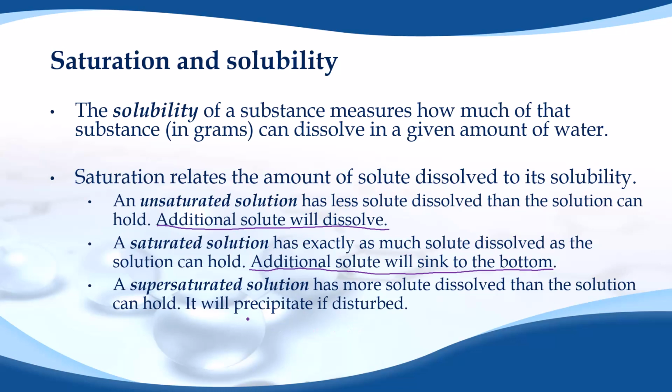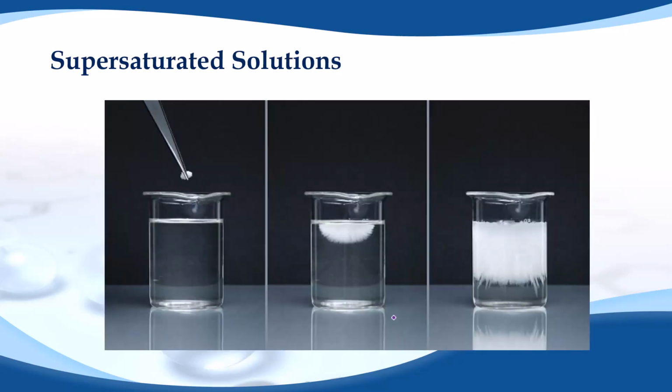And then we have what's called a supersaturated solution. In a supersaturated solution, you have more solute dissolved than what the solution is supposed to hold. Now, if you disturb a supersaturated solution in any way, it will precipitate. Precipitate means that it will crystallize, it will form a solid. So what I have coming up on the next slide is an example of a supersaturated solution.